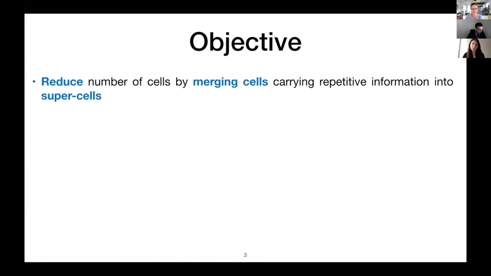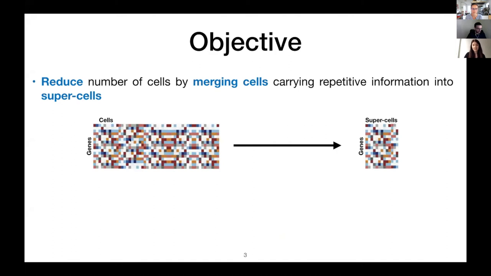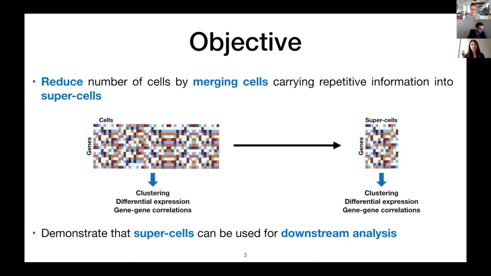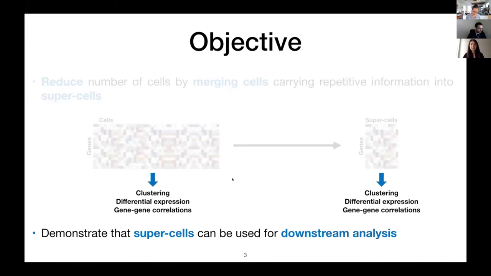The objective of my project is to reduce the number of cells by merging very similar cells carrying redundant information into supercells. So basically to go from a large-scale data set to its smaller version. But what is more important is to demonstrate that this smaller data set can be used for the downstream analysis, which usually includes clustering, differential expression, gene-gene correlation, etc. And today I will focus on this part, and I'll try to convince you that we can use this simplified data set because the results of those two analyses are quite consistent.